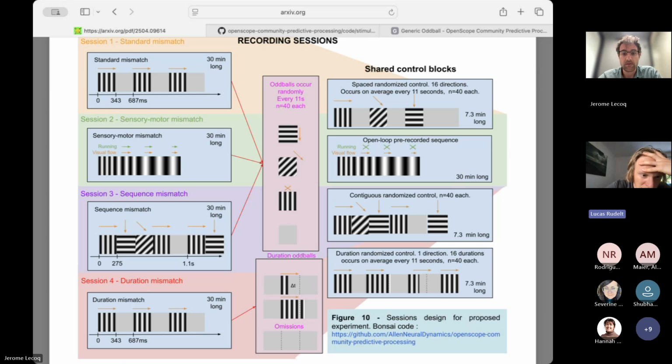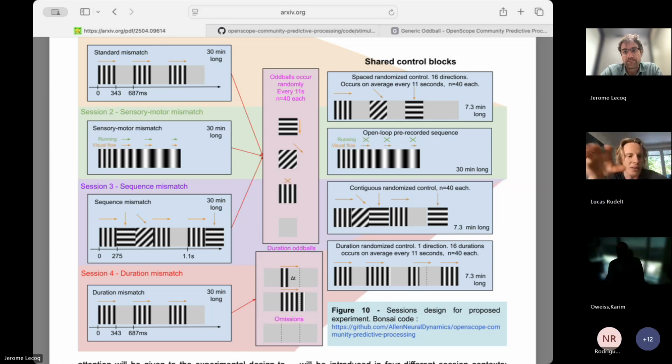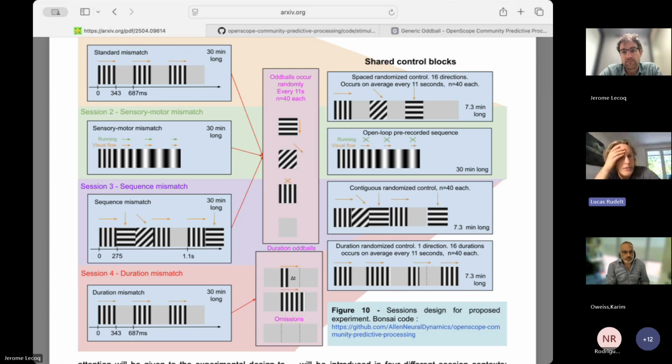I personally never worked with any of the other mismatch paradigms, so I would feel more confident to contribute on a case by case basis. If we say we do sensory motor mismatch next, then, focusing on that, it depends on the exact mismatch paradigm how one would position those blocks. But I think one pre, one post is in general a good idea.